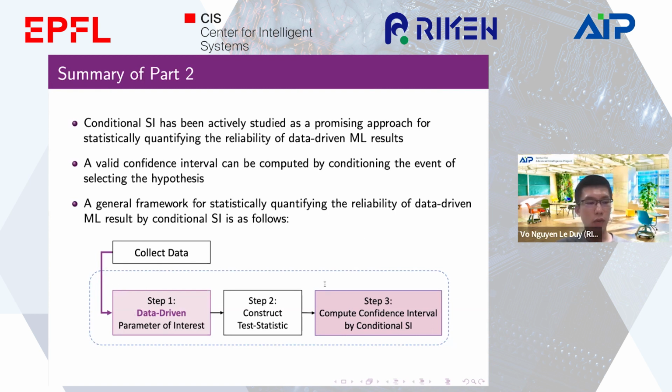So this is the general framework for quantifying the reliability of the machine learning result. First, we collect the data. Then at the first step, we apply the machine learning algorithm on the data to obtain the parameter of interest. Next, we construct the test statistic, and finally, the valid confidence interval is computed by using the concept of conditional selective inference.